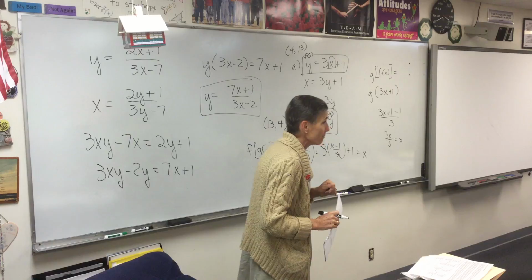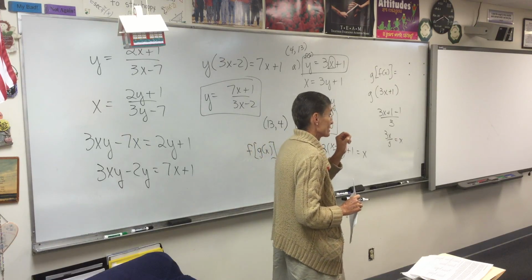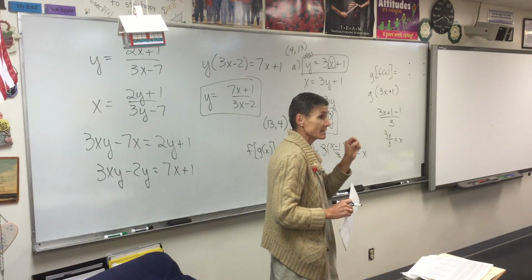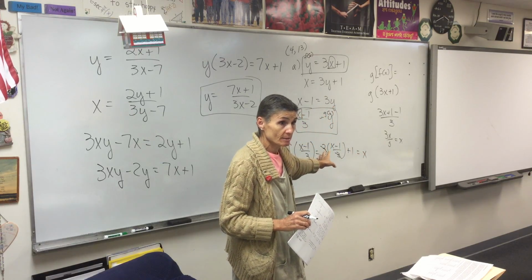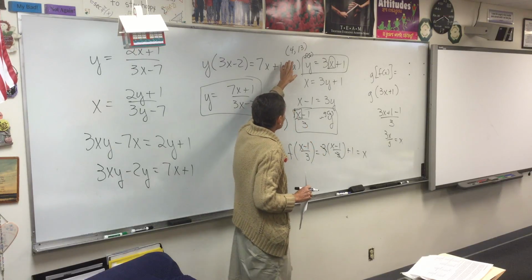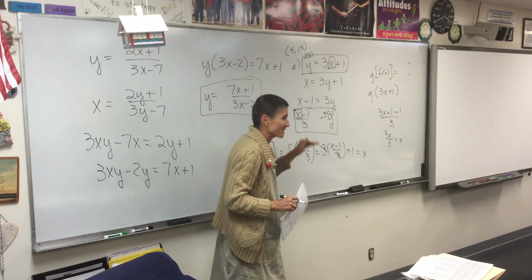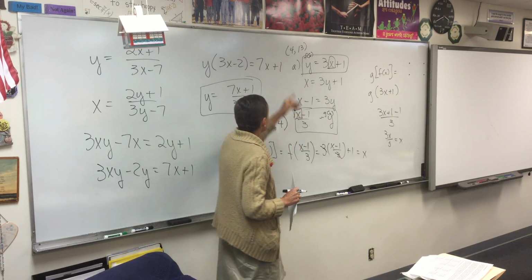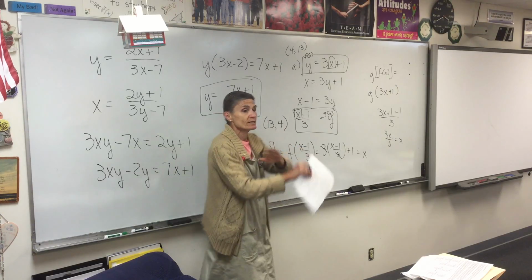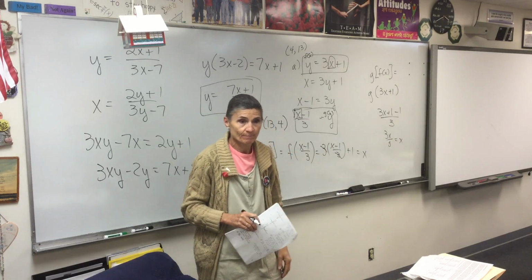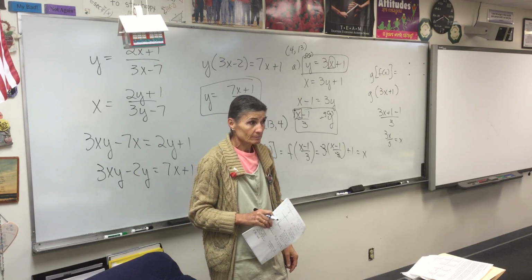If your job is to prove, if you're saying yes, these are inverses, and you're asked to prove it, then you need to build these compositions. Doing the ordered pair is only enough if it doesn't work. If you put in 4 and get 13, and then you put in 13 and get 6, you can say no, they're not inverses. Okay? Got it?